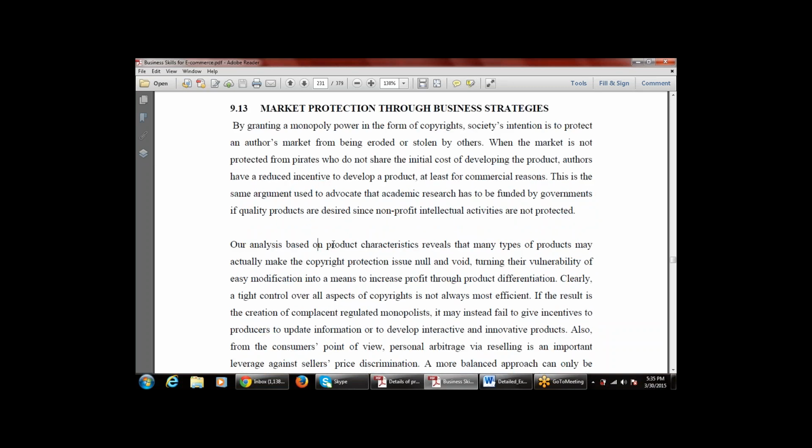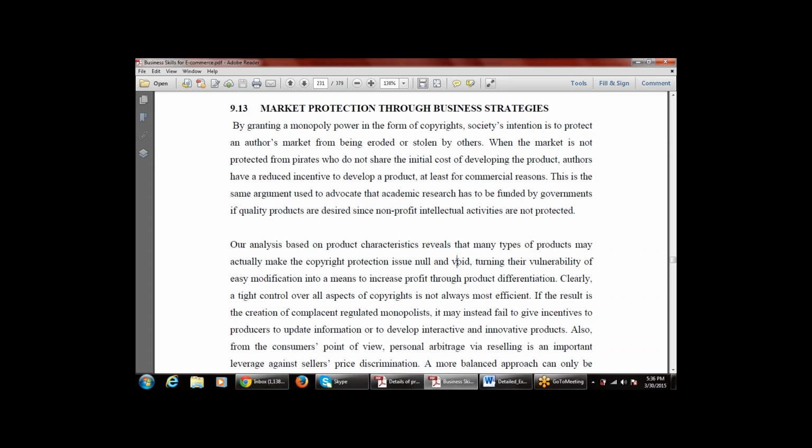Our analysis that is based on product characteristics reveals that many types of products may actually make the copyright protection issue null and void. So there are so many products for which copyright protection is null and void. There is no copyright protection in the case of a large number of products that turn their vulnerability of easy modification into a means to increase profit through product differentiation. Clearly, a tight control over all aspects of copyright is not always most efficient.